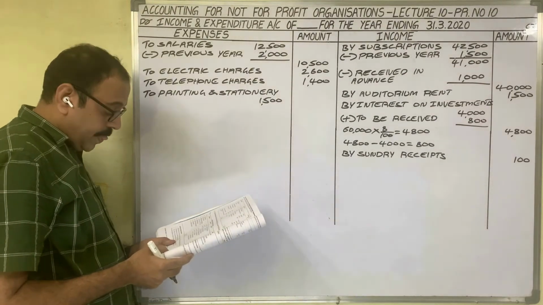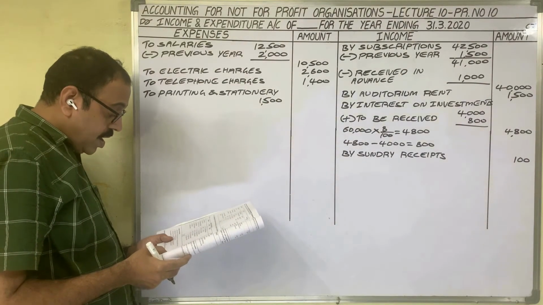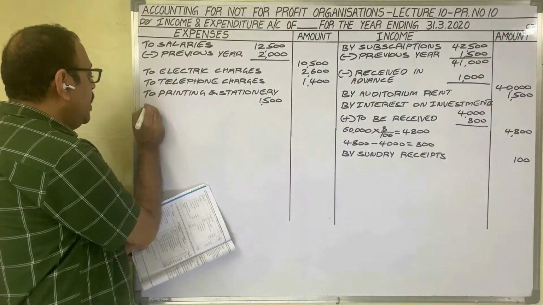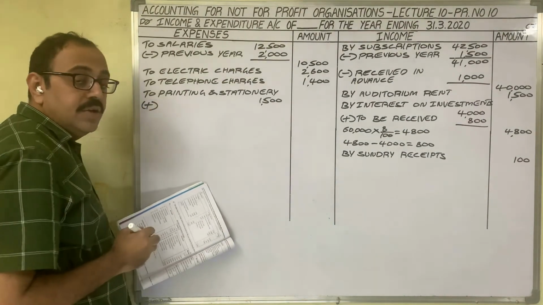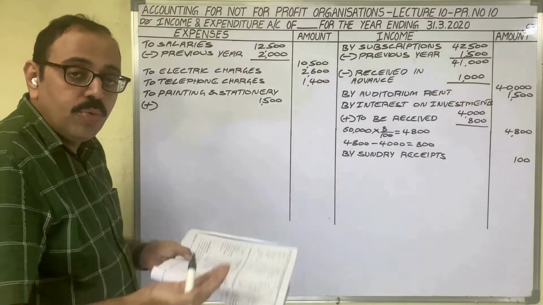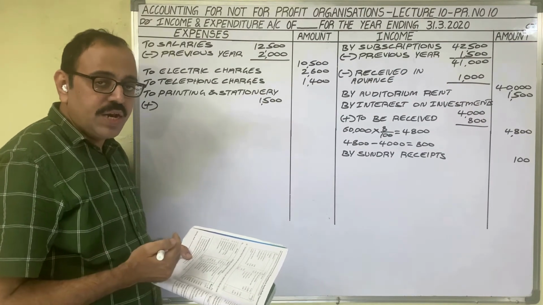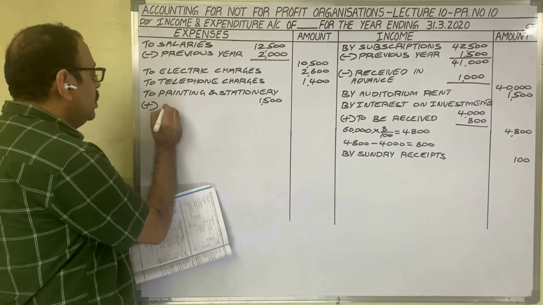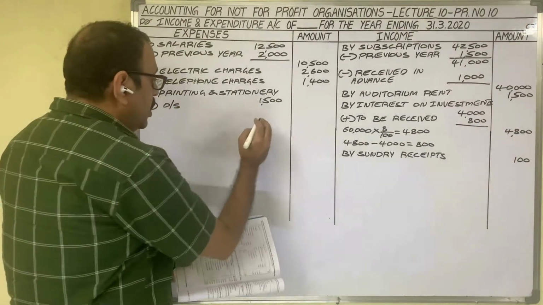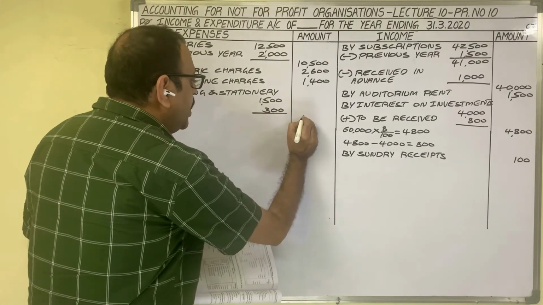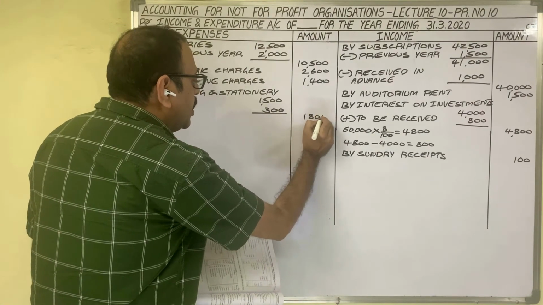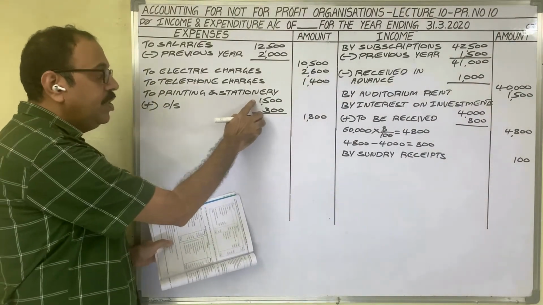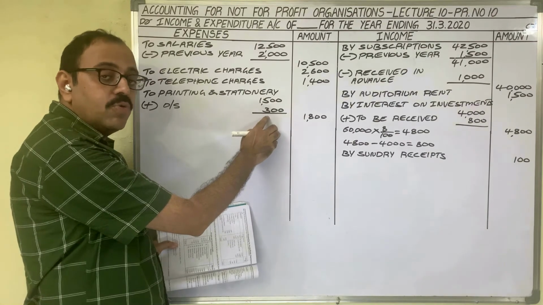Adjustment number 2. Outstanding rent 600 and printing 300 rupees. So outstanding printing expenditure 300. Outstanding expenditure means we have to pay. So this is related with the current year. Current year amount we should add. Therefore, plus outstanding 300 rupees. So total printing and stationery expenditure for current year is 1800 rupees. In that 1800, 1500 we paid and 300 we have to pay.